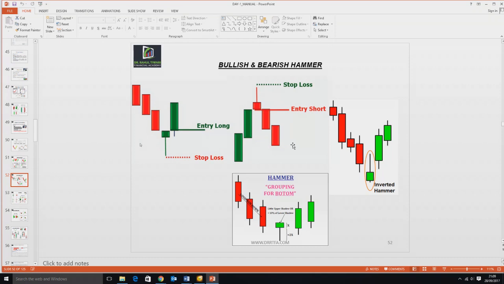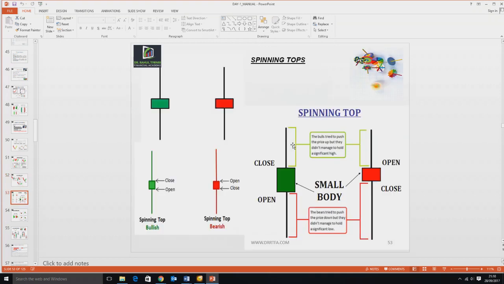The condition for the hammer formation is more or less that the thickness of that particular hammer should be less than 3 times of its wick, so it has a kind of shape of hammer, right? Spinning tops, these are the continuation pattern. So bullish spinning top where you have close more than the open, and similarly you have bearish spinning top where the close is less than the open. What happens actually, the bulls are trying to push the price up, but they don't manage to hold a significant high, and also the bears tried to push the price down but they didn't manage to hold a significant low. So more or less these are the continuation pattern.